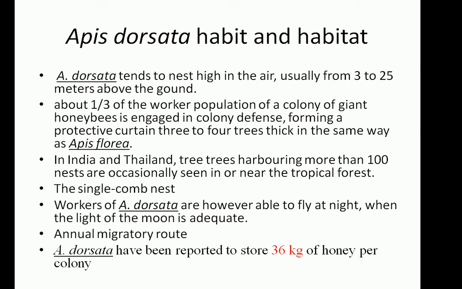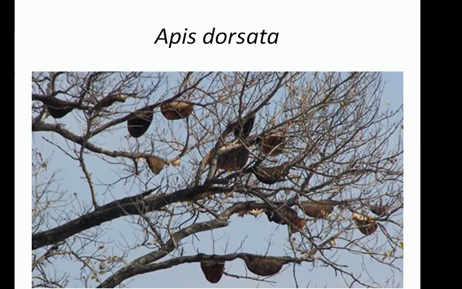The next important feature is that Apis dorsata also flies at night, and this is helpful on a cloudy night, as long as the moon is adequate. Apis dorsata is reported to give about 36 kg of honey per colony that flows from the hive. You can look at this picture. On one large tree, there are more than hundreds of nests in a single place.